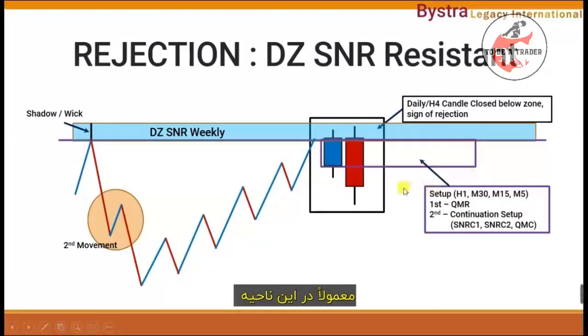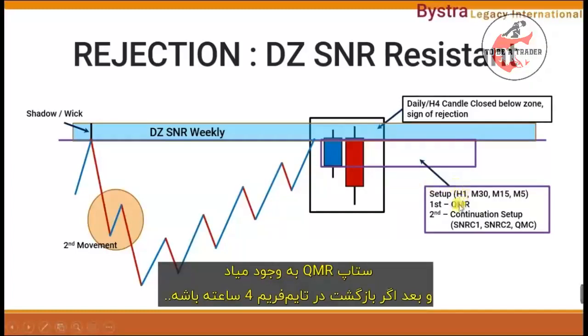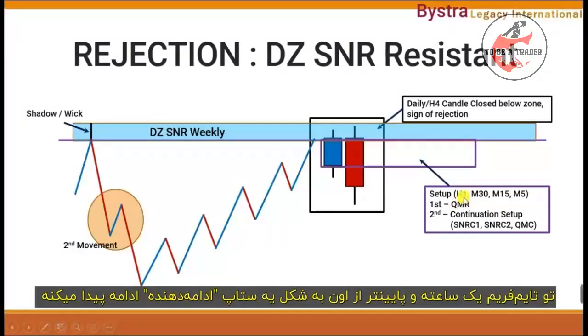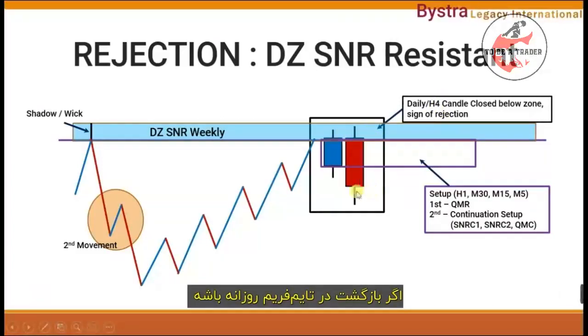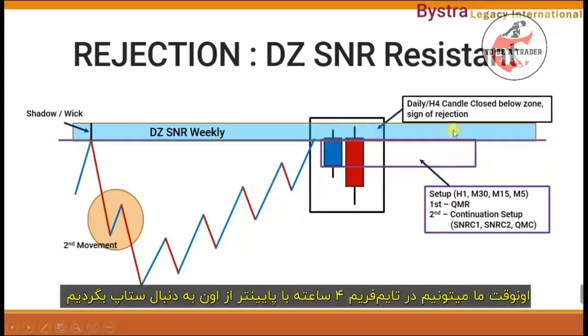Normally in this area, a QMR setup will come out, then go with the continuation setup at the time frame of H1 and below if the rejection is at the H4. If the rejection is at the daily time frame, then we can look for setups from H4 and below.